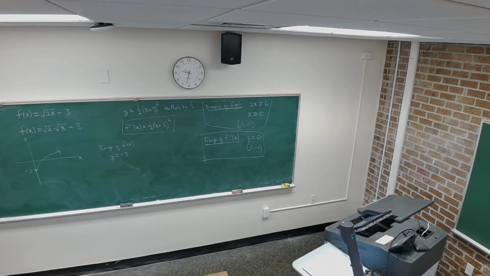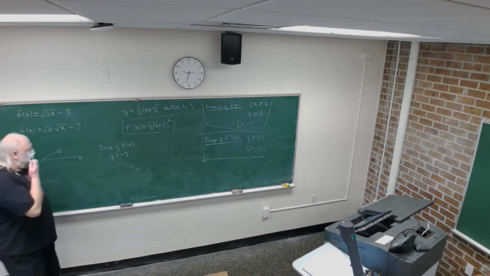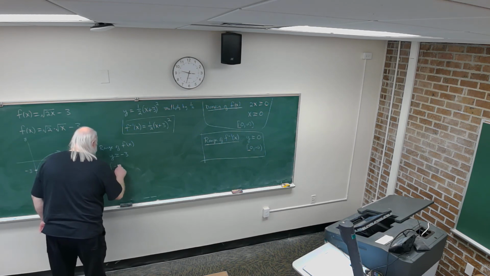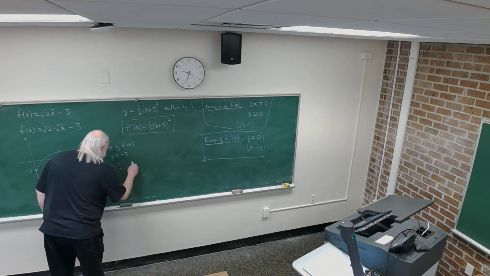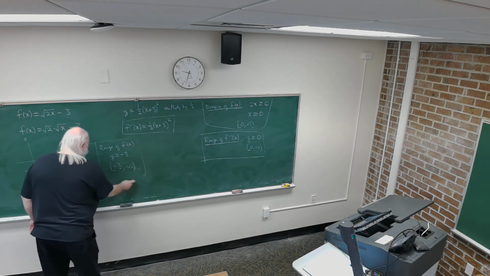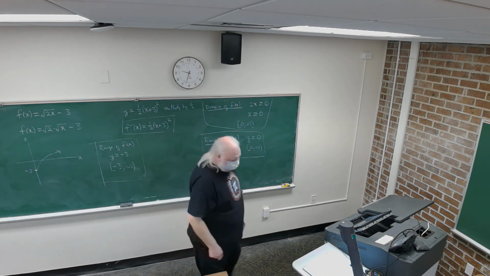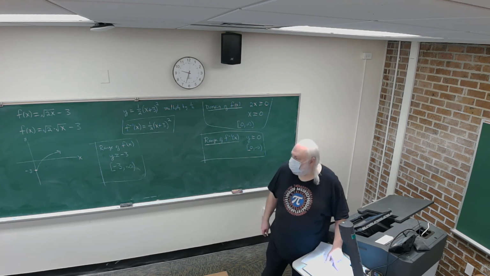This is a graph of the square root function. And this is the graph of the square root function stretched by a factor of square root of 2 and then shifted down 3 units. And so with this graph, you can see the y coordinates start at minus 3 and go to infinity. y is greater than or equal to minus 3. And so in interval notation, that's bracket minus 3 to infinity. So that's the range of f of x. Right? That's what goes right here. Okay. Minus 3 to infinity.